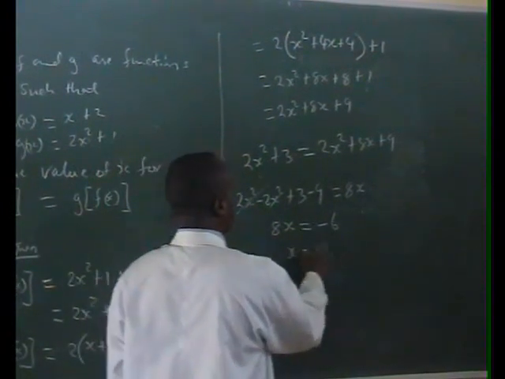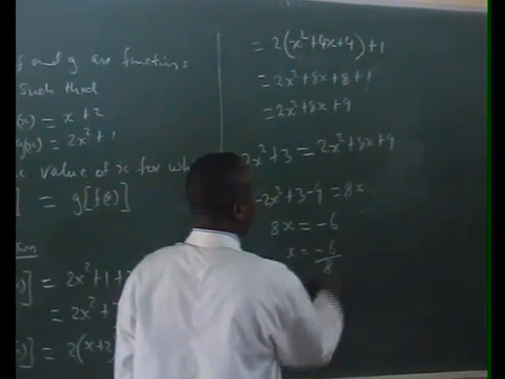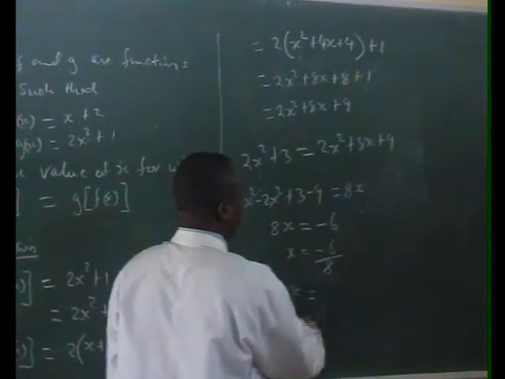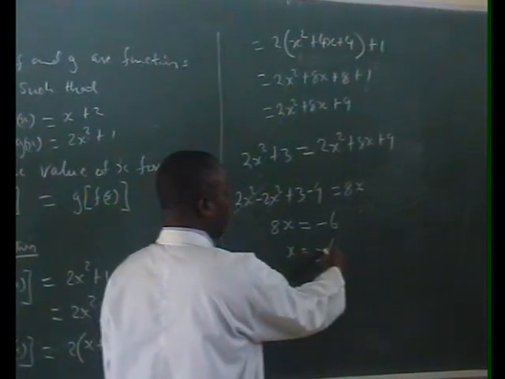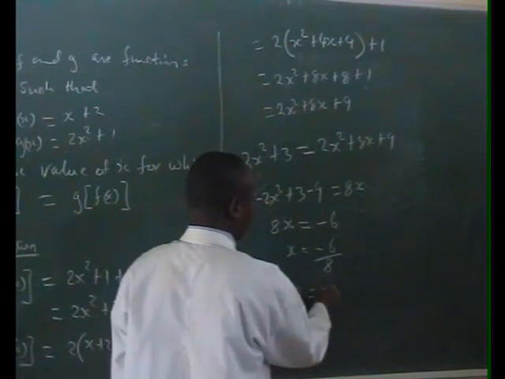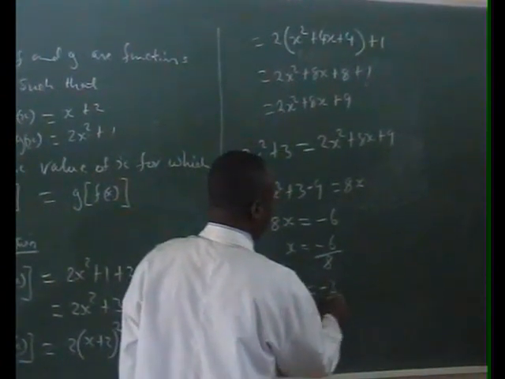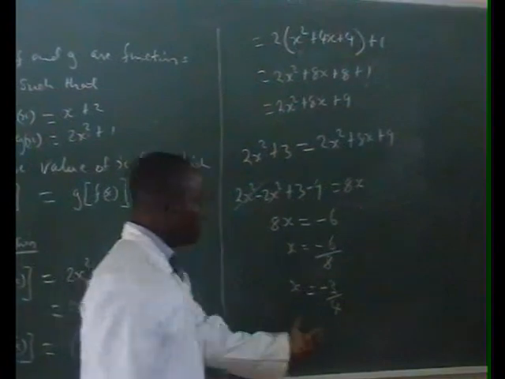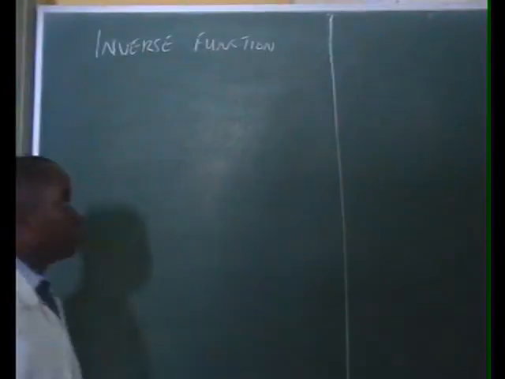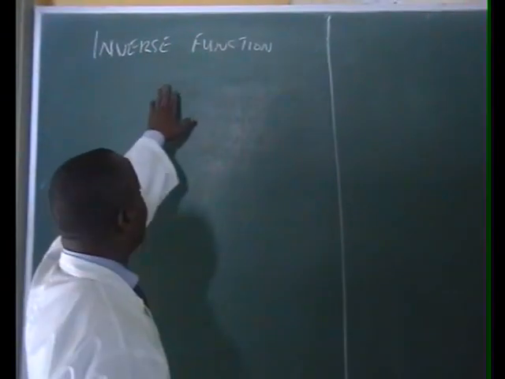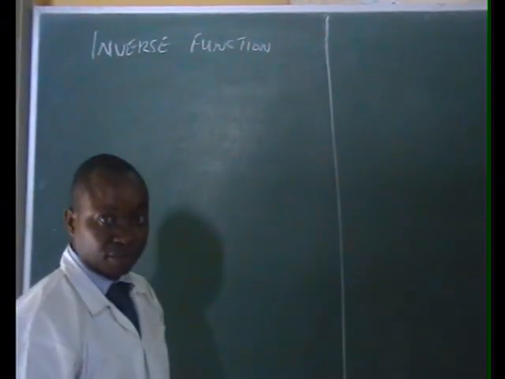So x will be equal to minus 6 divided by 8. So 2 can go here 3 times and 2 can go here 4 times. So we have minus 3 all over 4. Now this is the value of x. So we are looking at inverse function.